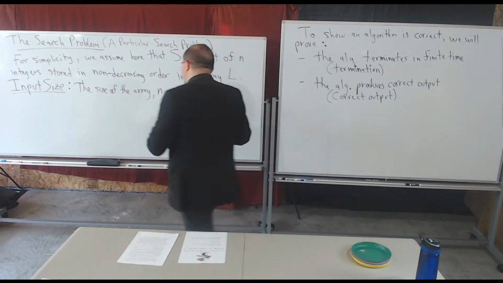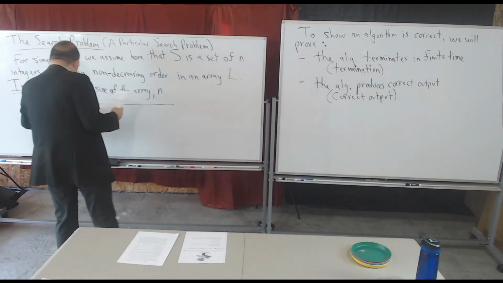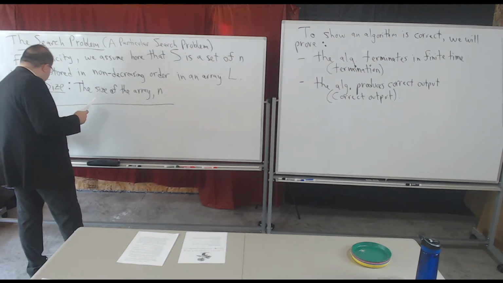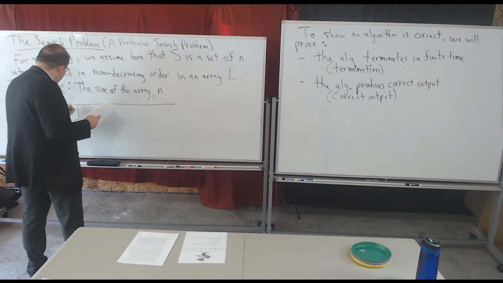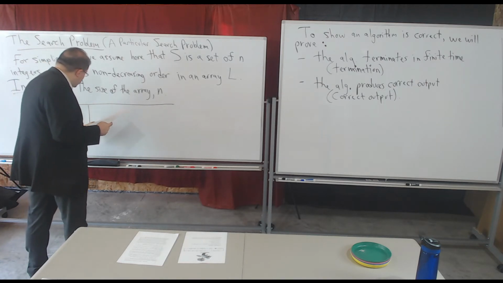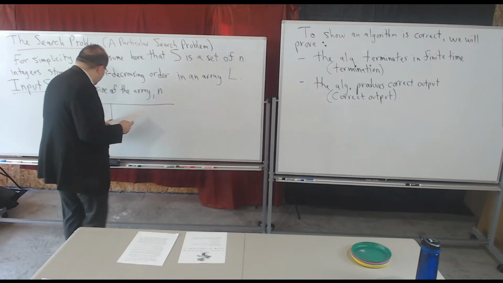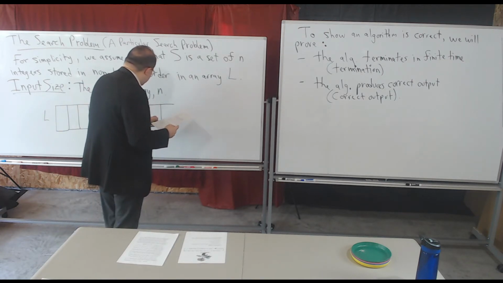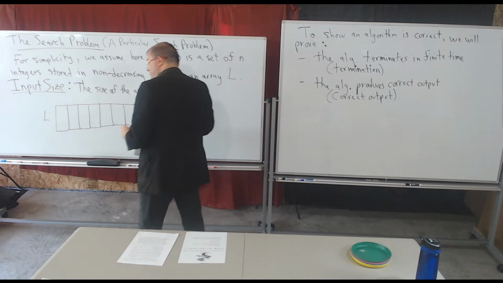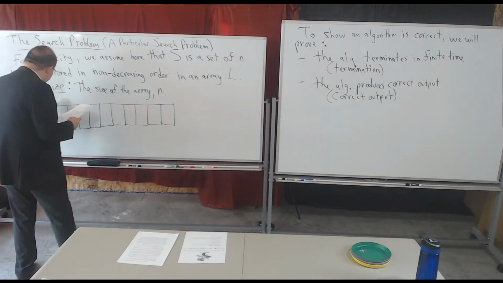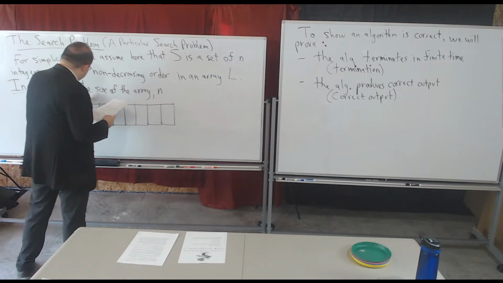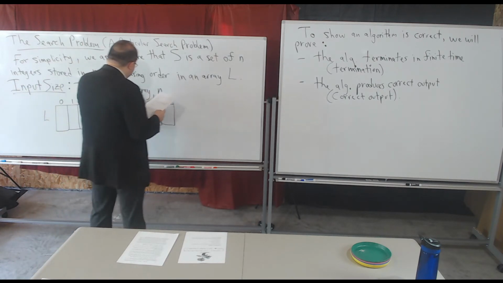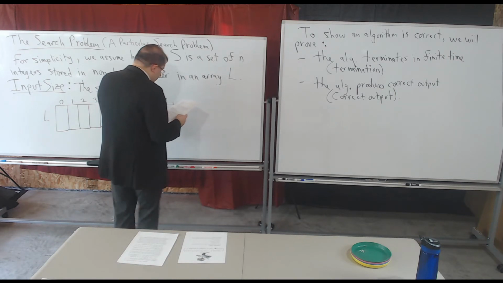Well, let's do an example. I'm just going to draw out an array here. So here's L. I'm going to have 10 positions in it: 1, 2, 3, 4, 5, 6, 7, 8, 9, 10. Now remember, each position in the array has an index, and we start counting at 0 here: 0, 1, 2, 3, 4, 5, 6, 7, 8, and 9.